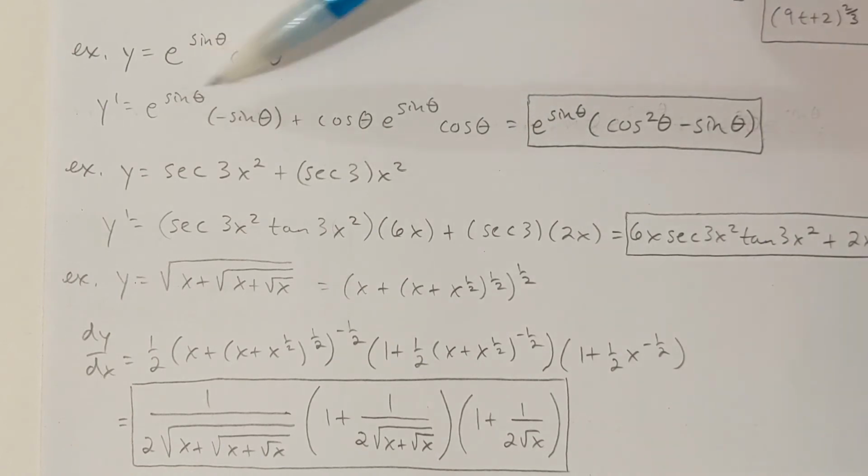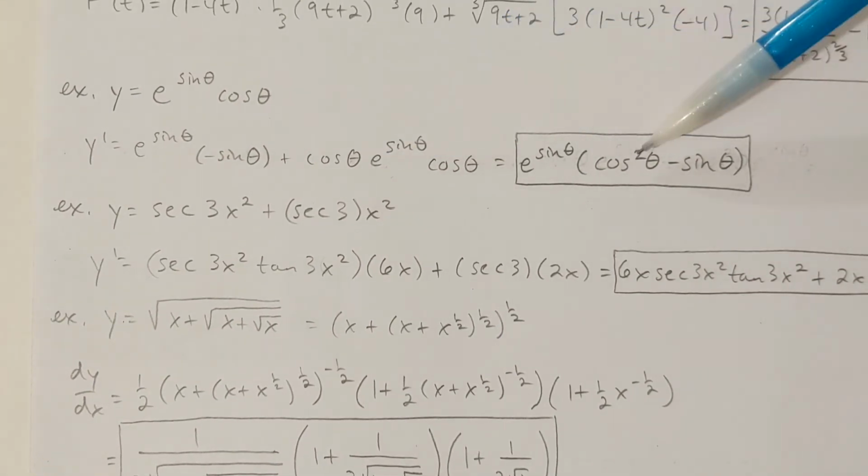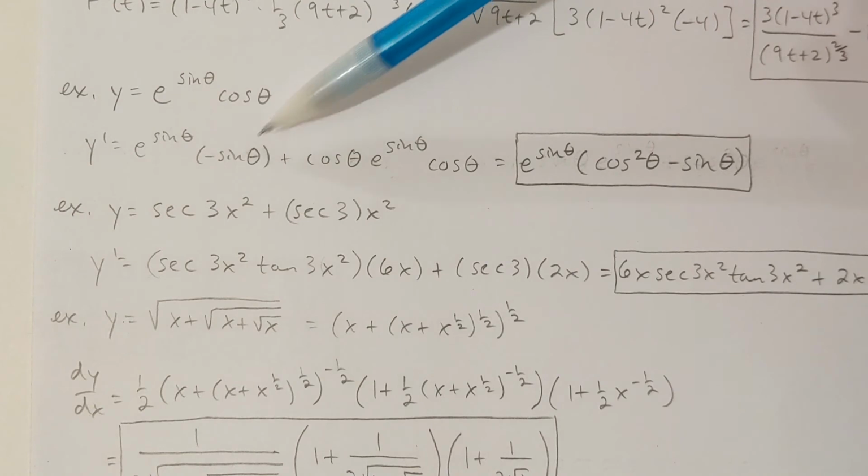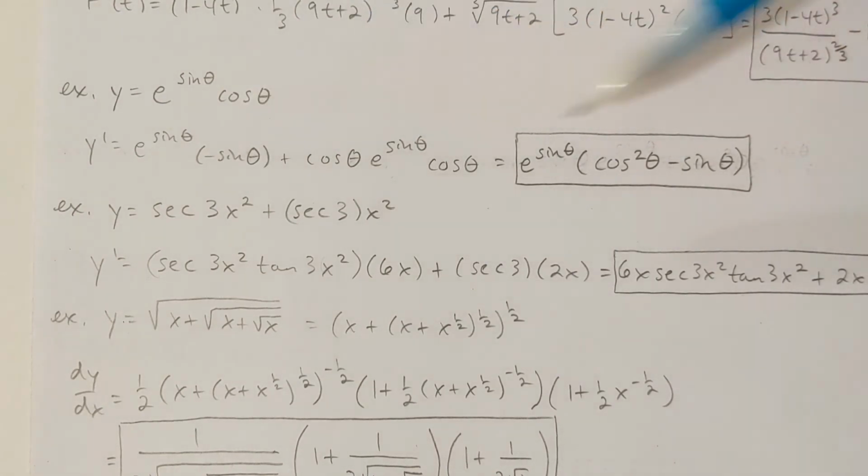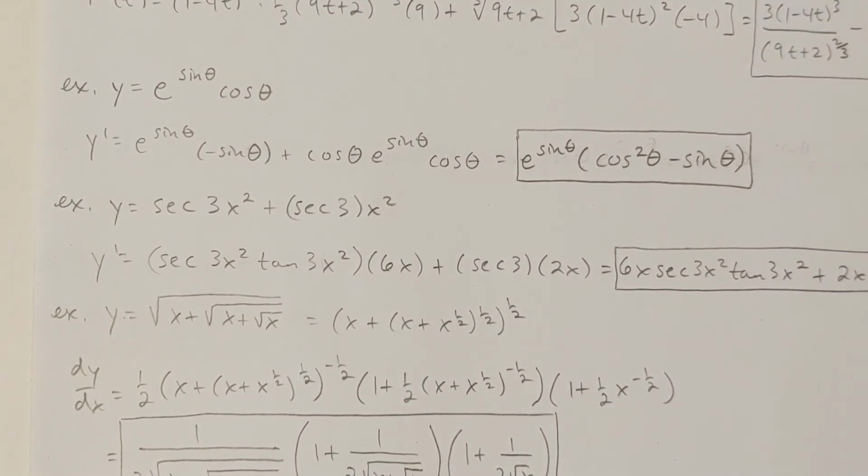E to the sine theta is in common to these two groups. You can factor that out. And I'd have cosine squared theta minus sine squared theta, then, minus sine theta, excuse me, is the leftover.